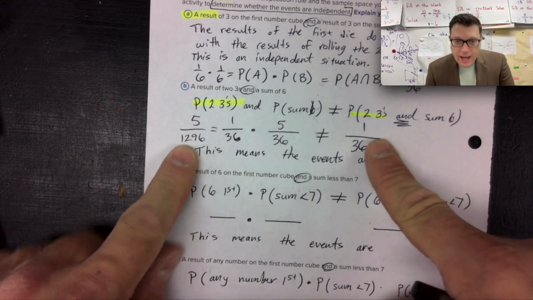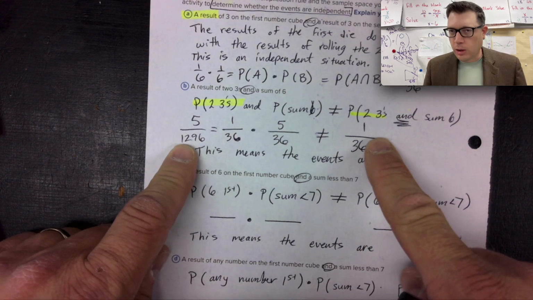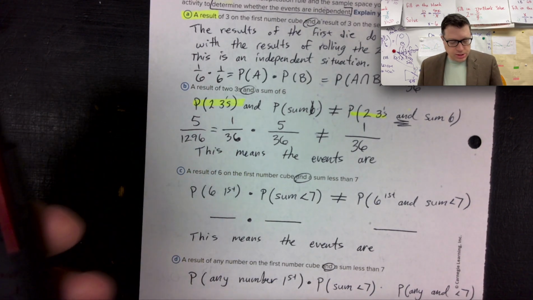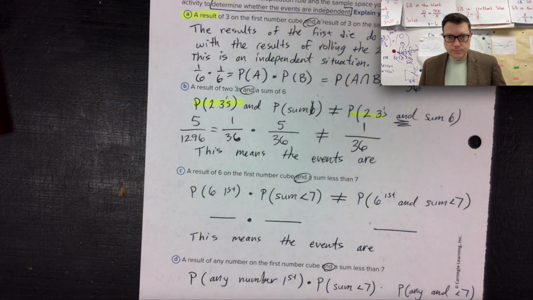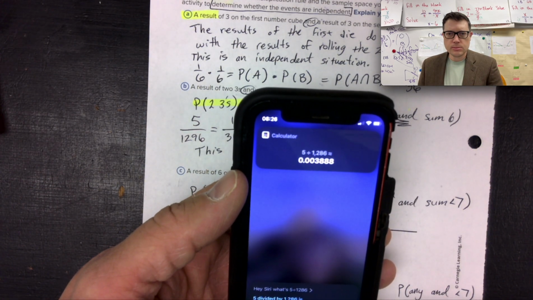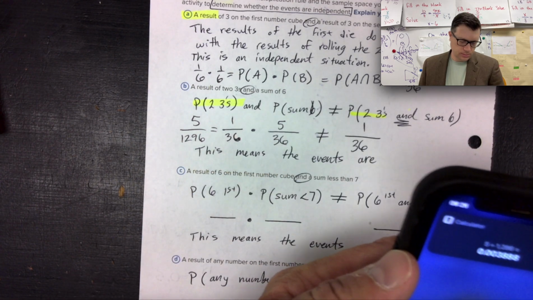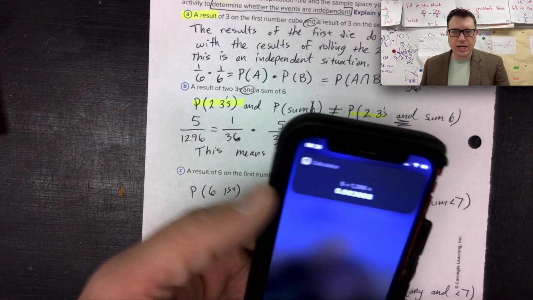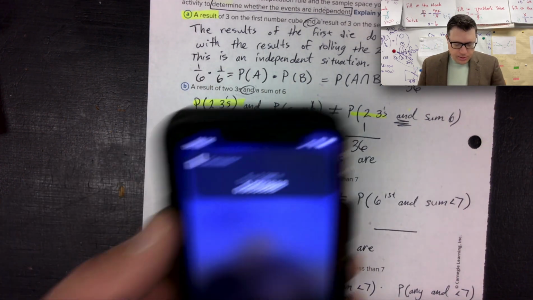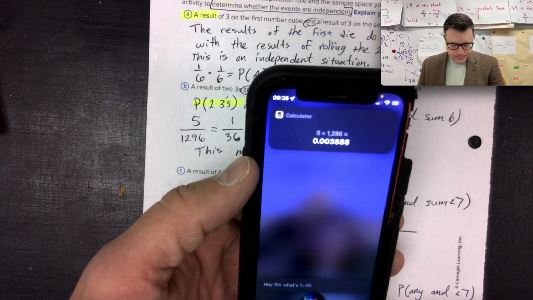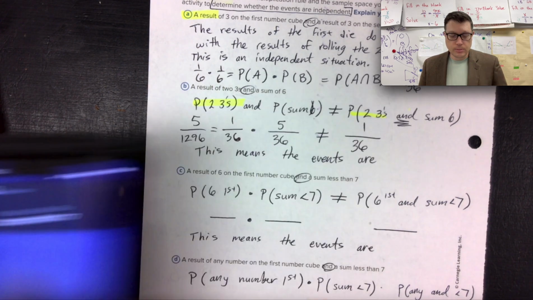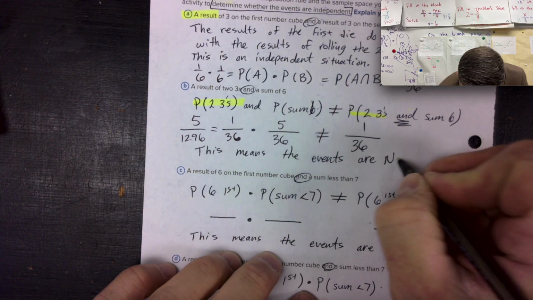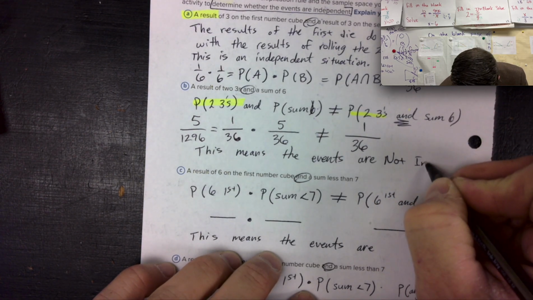These are not equal fractions. I hope you know that that's true. But if you needed to, you could divide. Hey Siri, what's 5 divided by 1,296? 5 divided by 1,296 is approximately 0.003858. Siri's not wrong though. Hey Siri, what's 1 divided by 36? It's approximately 0.02777. Not the same. Not the same. The events are not independent.